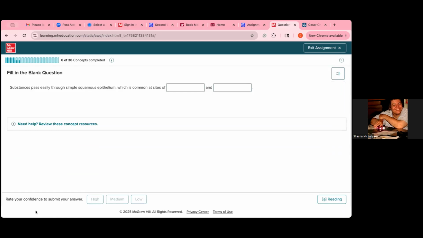Okay. Substances pass easily through simple squamous epithelium, which is common at sites of blank and the blank. I don't think we've read this yet.